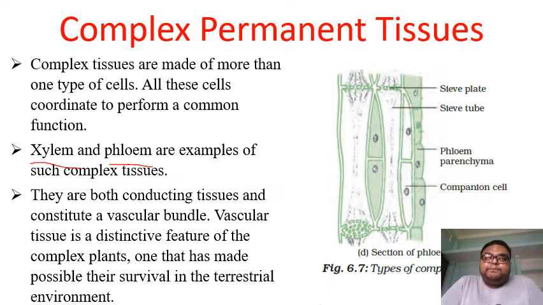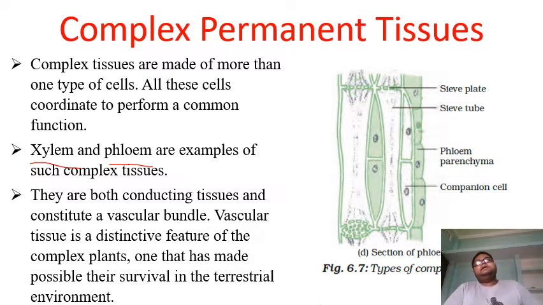Similarly, the different parts of the plant require water and food, isn't it? To provide this, the plant has evolved two vascular tissues, and these are xylem and phloem, right? The xylem conducts water and the phloem conducts the food.